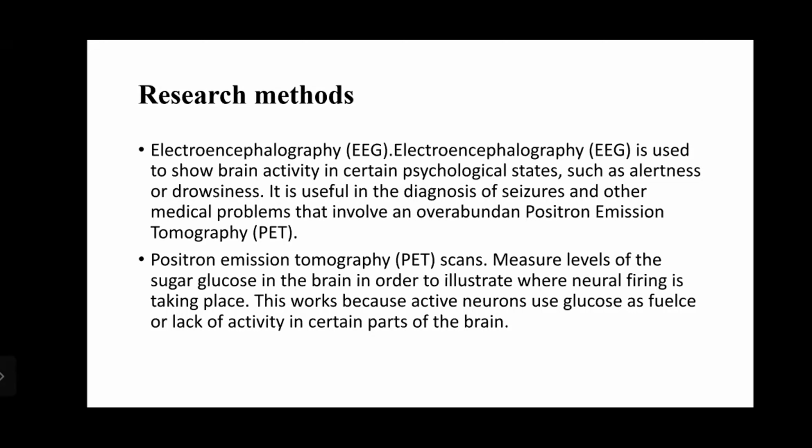Here we may also continue with PET, which is another way of finding out what is inside the brain. We have positron emission tomography scans, which measure the levels of sugar, or glucose, in the brain in order to illustrate where neuron firing is taking place. This works because active neurons use glucose as fuel, revealing a lack of activity in certain parts of the brain.